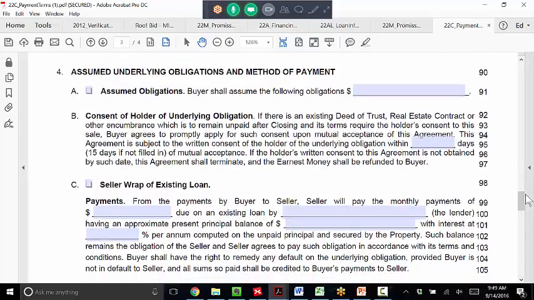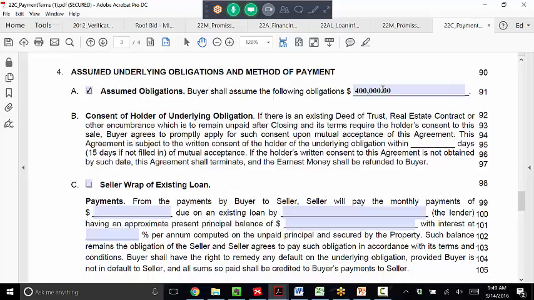Paragraph 4, assumed underlying obligations and method of payment. So this ties back into the Doris example where I'm selling her my house and I have a mortgage. But the difference here is that Doris is going to assume my mortgage, right? The truth is, I can't tell you of a single lender that would approve a formal assumption. Formal means we put Doris in touch with Bank of America. Bank of America underwrites her income and says, okay, yeah, you can take over Ed's loan. They just don't do that anymore.